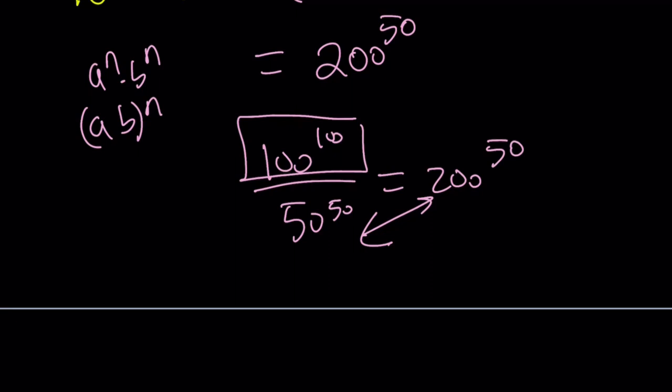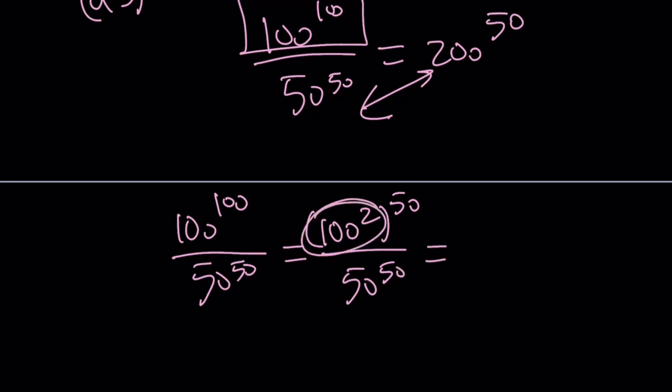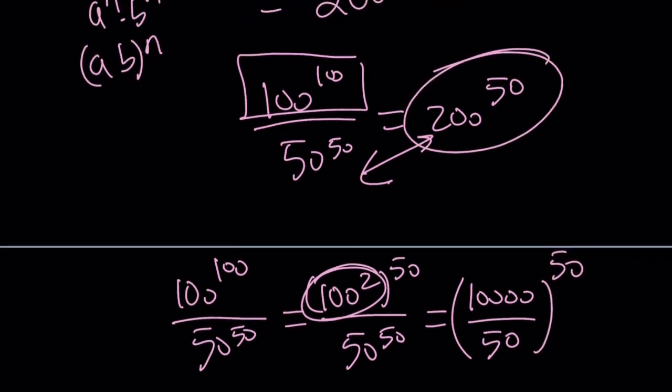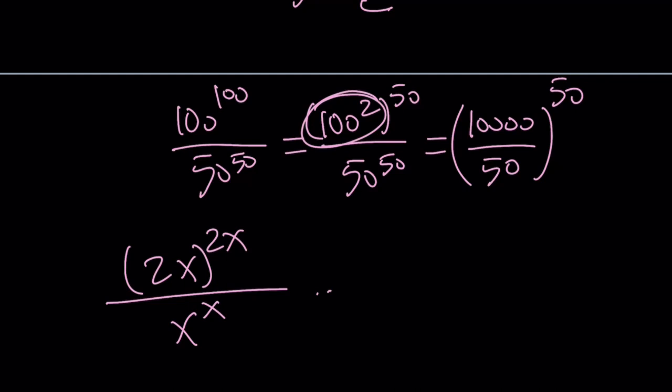Okay, so in other words, this is what I'm trying to say. This gives us a third option. I can write 100 to the power 100 as 100 squared to the power 50 divided by 50 to the power 50, and then this becomes 10,000 divided by 50, and then raise it to the power 50, and you get the same result as this one. You could also approach this problem as 2x to the power 2x divided by x to the power x and simplify it in different ways.